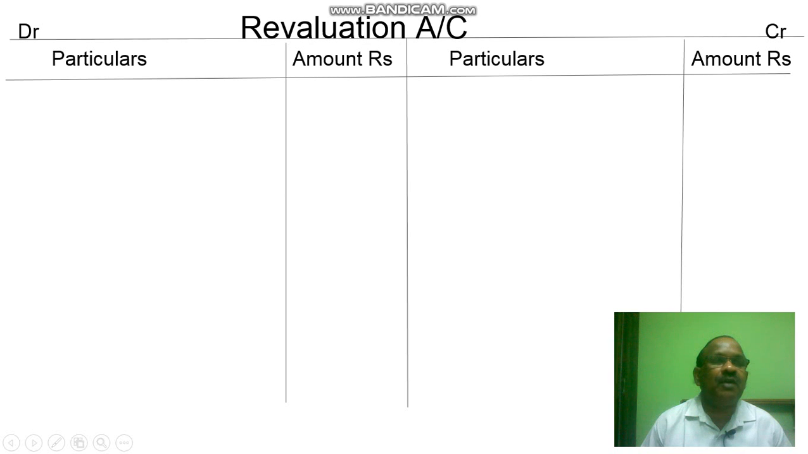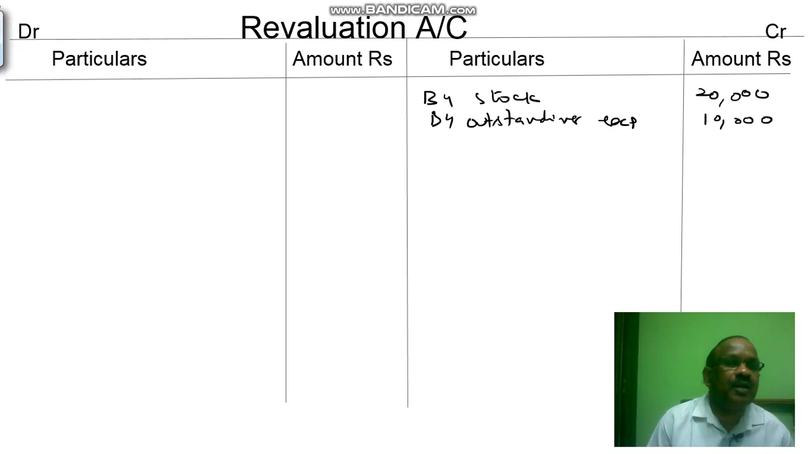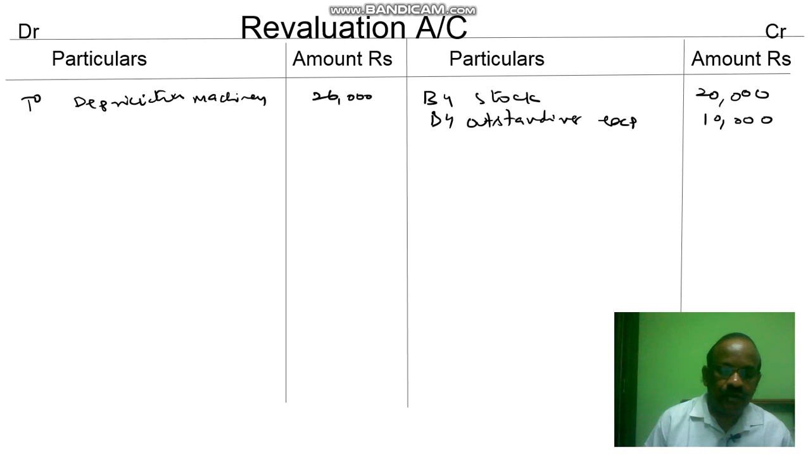Now we are going to prepare the revaluation account. Here the stock is appreciated by 20,000, so it will be credited, and outstanding expenses decreased by 10,000, which is a profit to the firm, so that will also be credited. Next is the depreciation on machinery, here 26,000. So these are the entries here, and now we are tallying it.